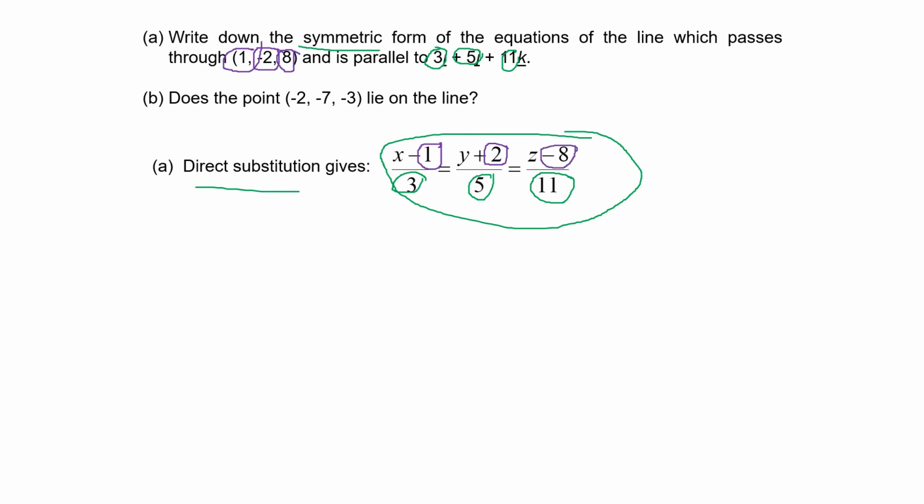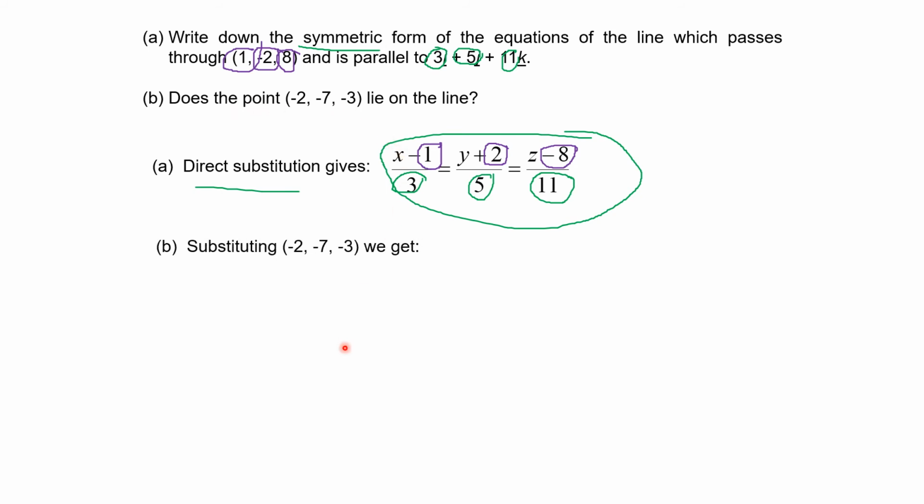Right? So pay attention to the negative signs and so on. So it should be x minus x1, y minus y1, z minus z1. That's how you determine your symmetric equation of a straight line. So in conclusion, you need a point, and you need a direction vector, or a vector which is parallel to that particular line.